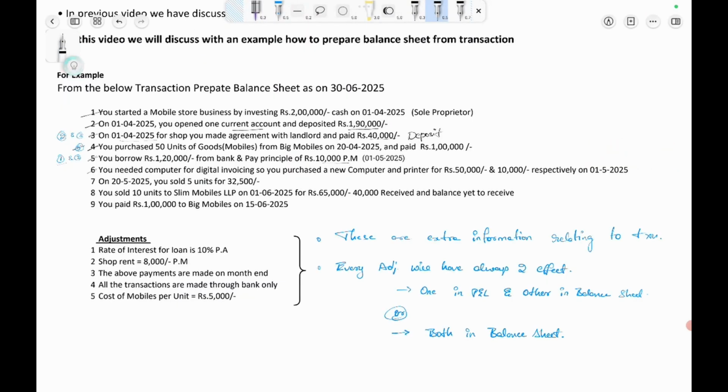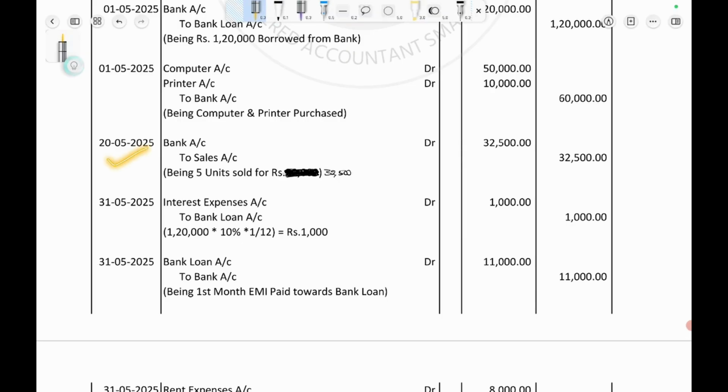So the next transaction. On 20th May 2025, you sold 5 units for 32,500. So the transaction happened on this date. You are receiving money of rupees 32,500. Debit what comes in, money comes to the bank, credit all incomes and gains. So this is your income.